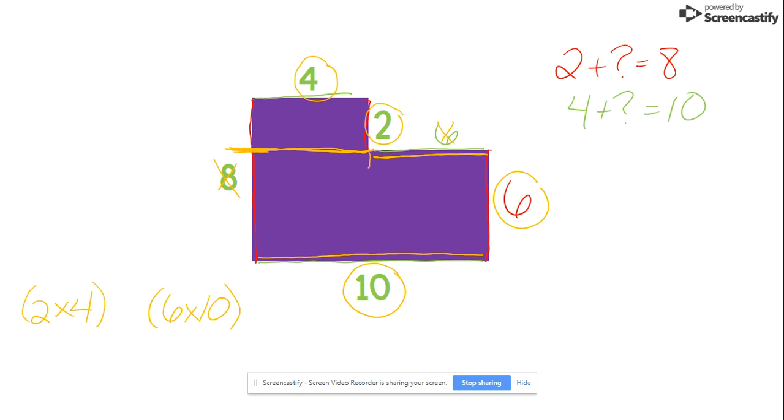And now if I want to combine those two rectangles back together to find the total area of my original shape, I would need to add them. And now you can see how the distributive property equation comes into play here. So 2 times 4 would be 8. 6 times 10 would be 60. And 8 plus 60 would be 68 square units.